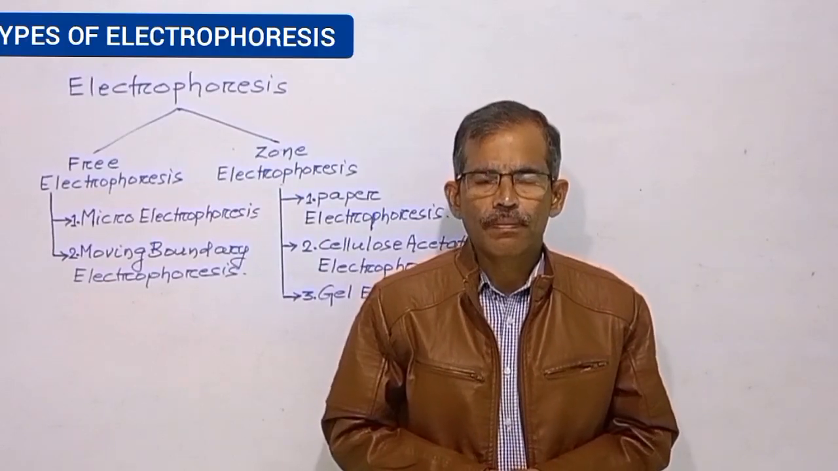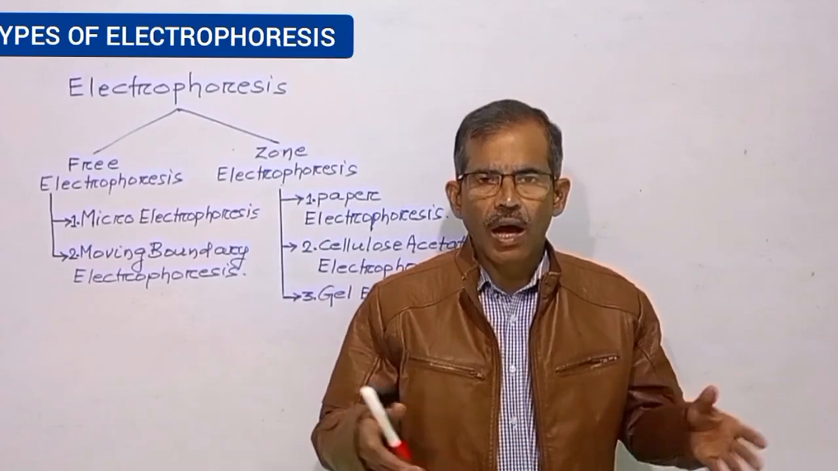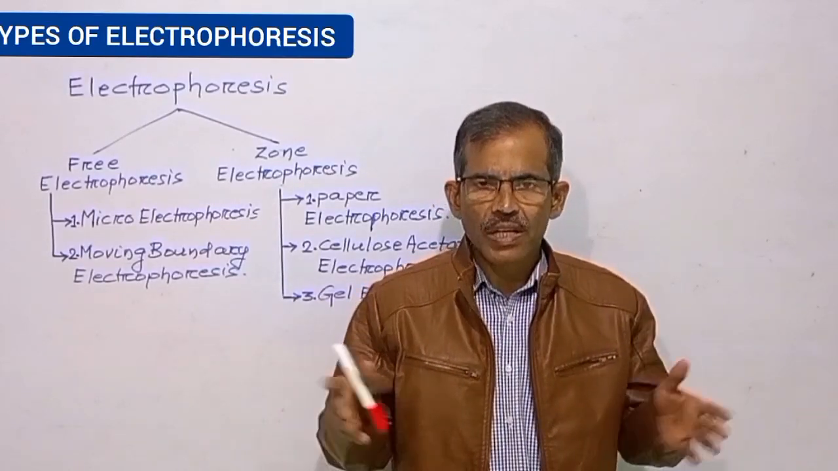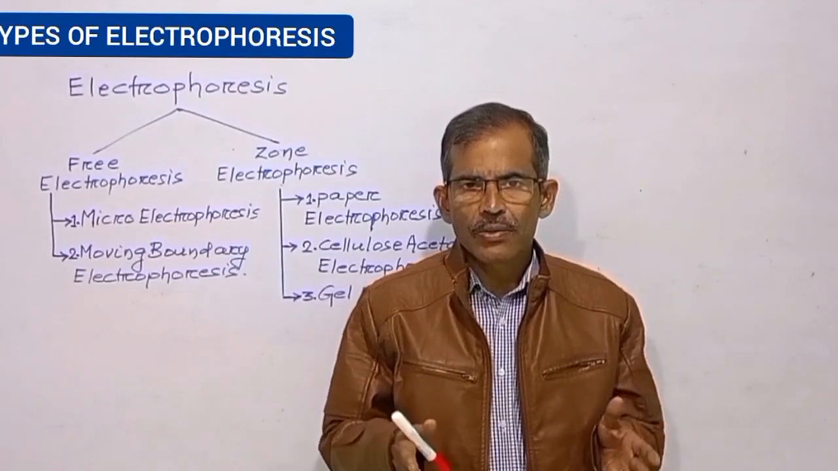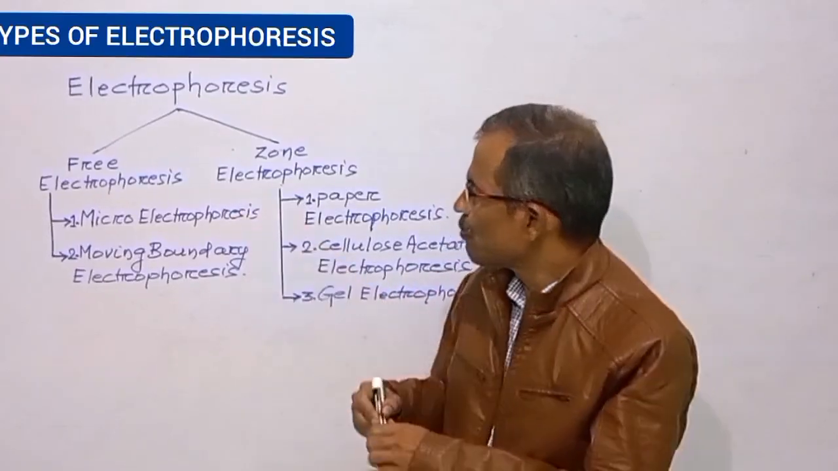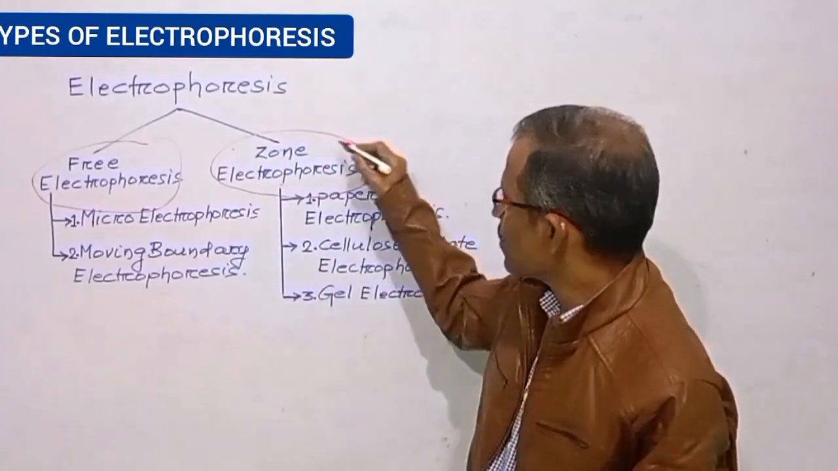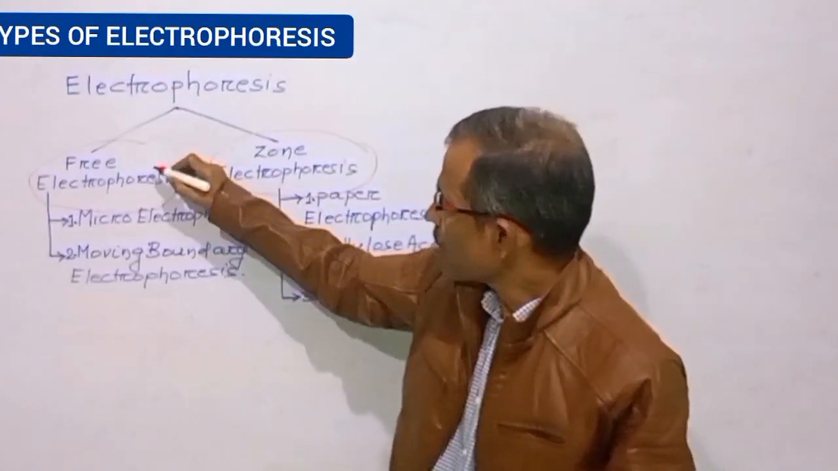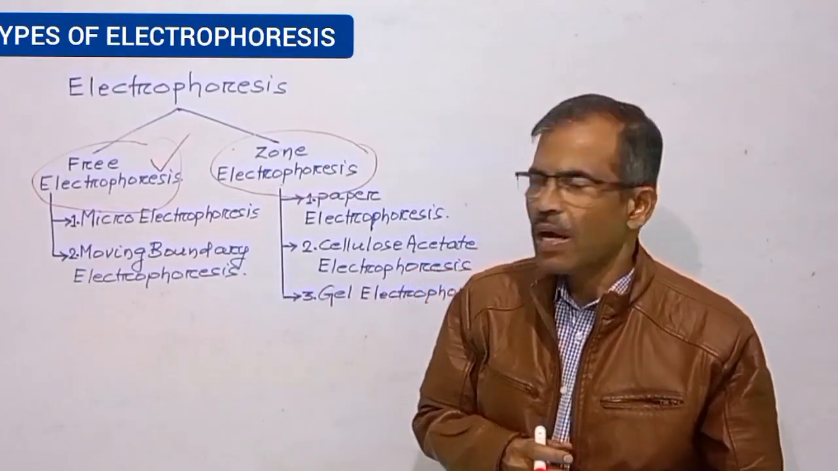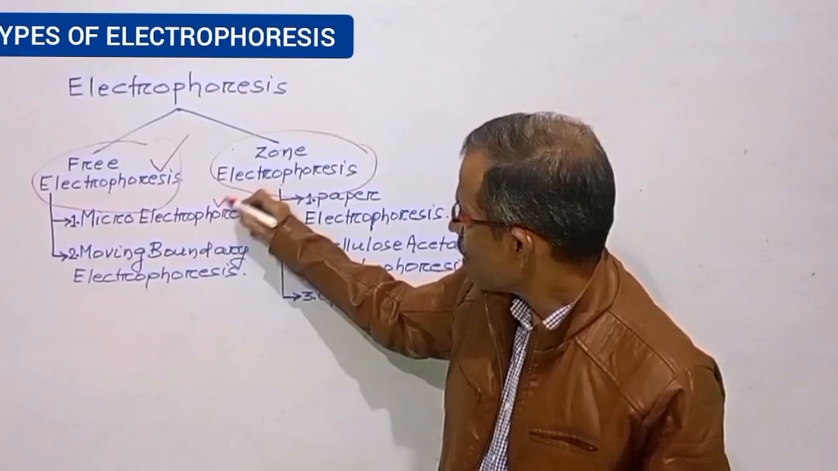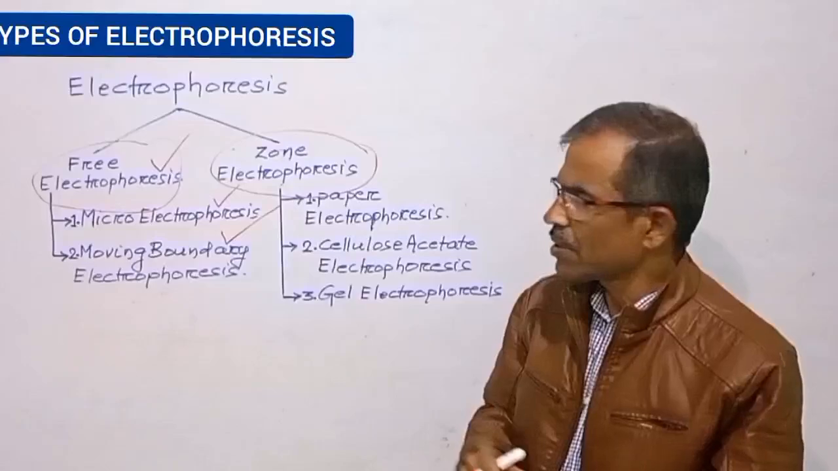Electrophoresis is a technique that is used to separate particles, molecules and ions on the basis of their size, shape and net charge. It can be divided into two groups. One is free electrophoresis and the other is zone electrophoresis. Free electrophoresis doesn't employ any stabilizing media. It is of two types: microelectrophoresis and moving boundary electrophoresis.